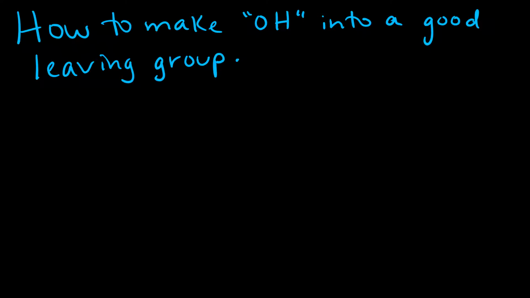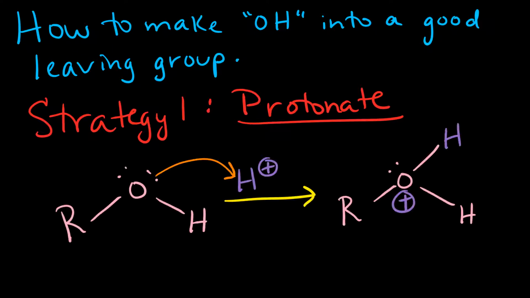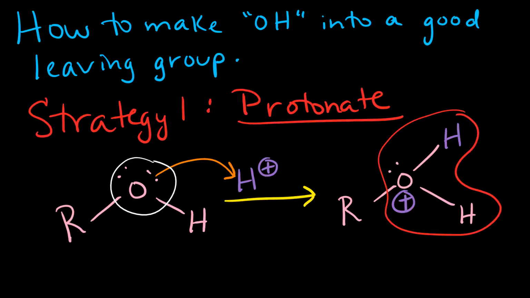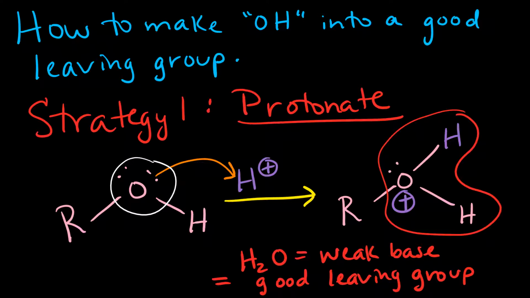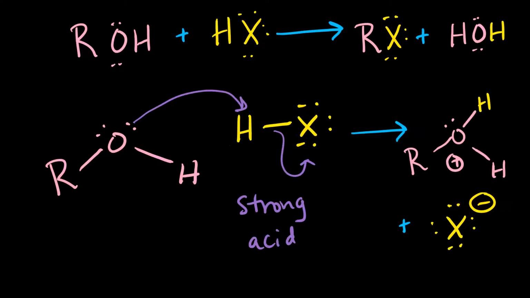One major concept that's introduced in this chapter is how to make an OH group into a good leaving group. One strategy is to protonate, because if you react an alcohol with some acid and protonate the oxygen, you have now made that into water, which is a good leaving group because it's a weak base. If you react an alcohol with a strong acid like the HX series, you're going to get an acid-base reaction between the lone pair of the oxygen and the very acidic proton. And so that's going to yield the protonated alcohol.